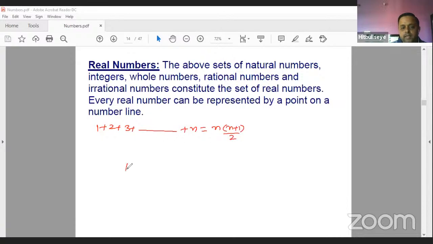So if someone asks me what is the sum of first 20 natural numbers, my value of n becomes 20. It will be 20 into 21 by 2. Put the value of n equal to 20 here, and the answer comes out to be 210. So sum of first n natural numbers is given by n into n plus 1 by 2. This is also written as summation n. Summation sign means you have to add first n natural numbers.